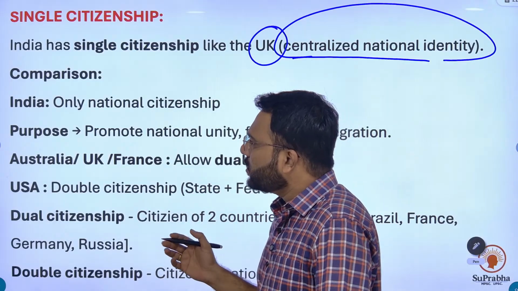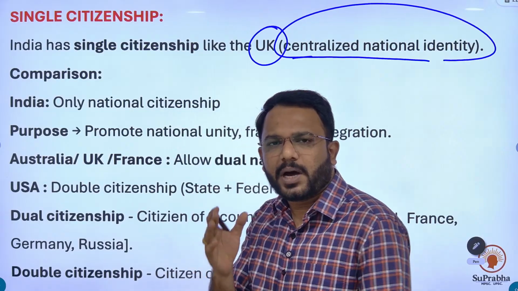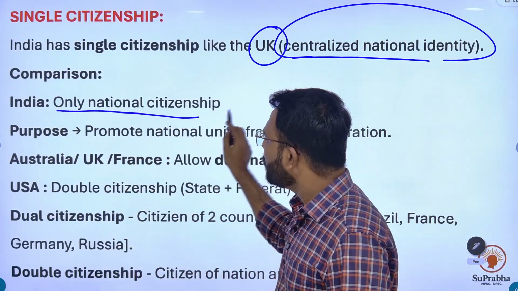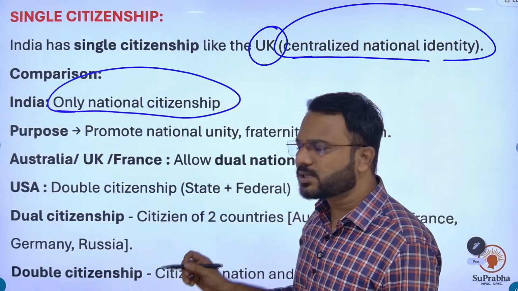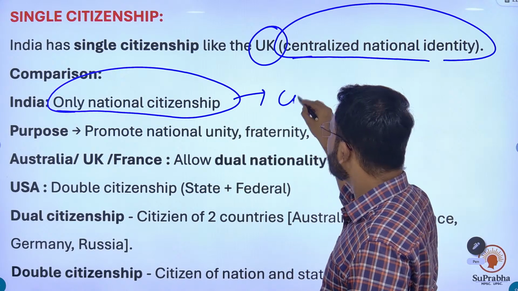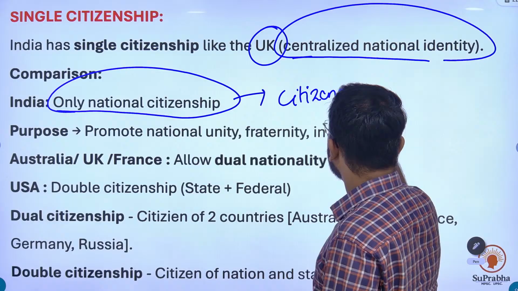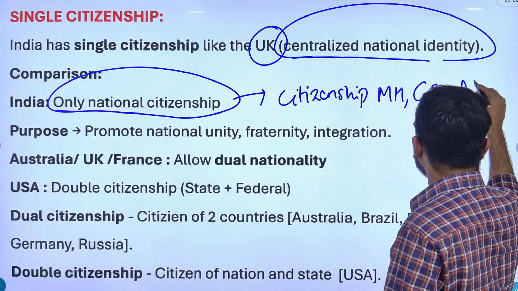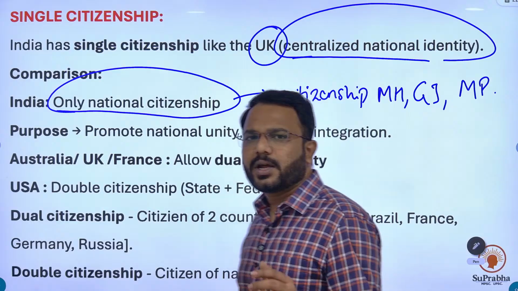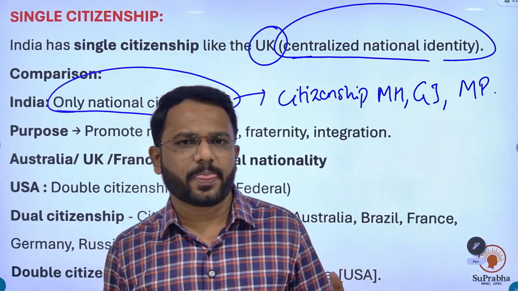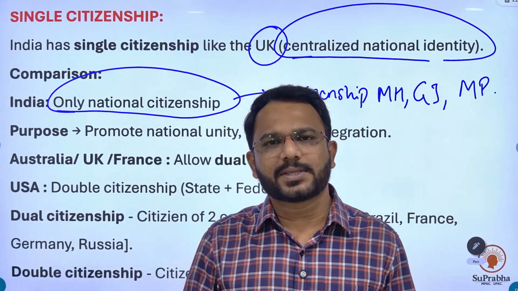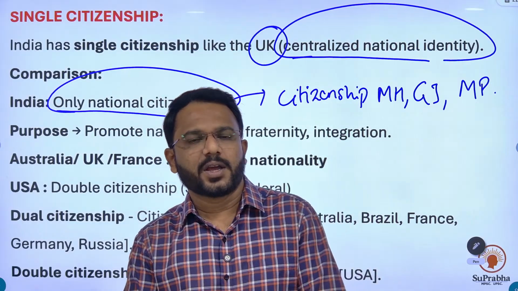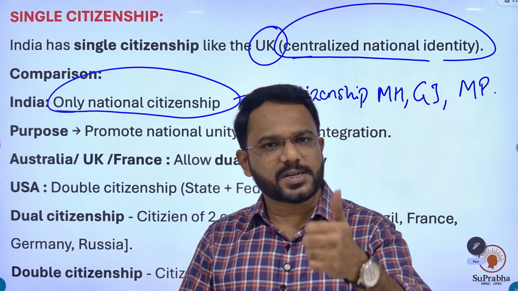So let's compare our type of citizenship with other countries. In India we have only national citizenship. What do you mean by national citizenship only? Do we have citizenship of Maharashtra, or citizenship of Gujarat, Madhya Pradesh and so on? Have you heard that an individual is a citizen of Maharashtra? No, all the people residing in India are citizens of India. We are not citizens of that specific state. We are domiciled in Maharashtra, but we are citizens of India.